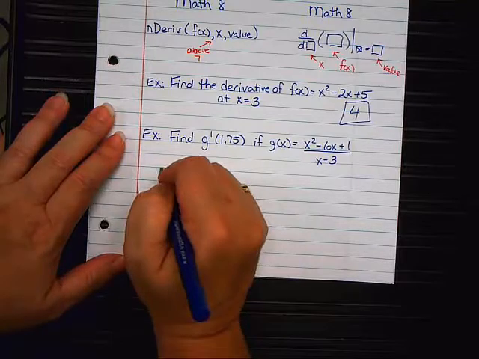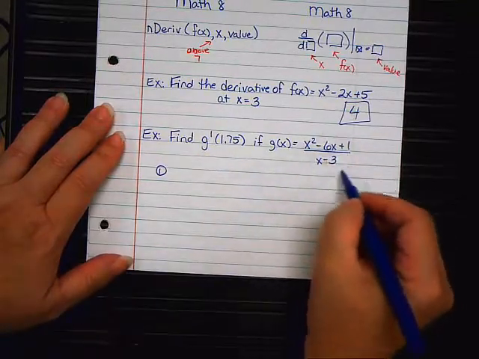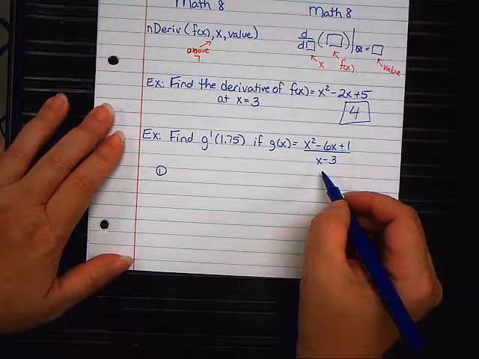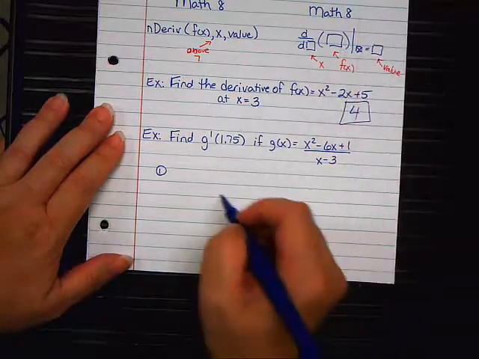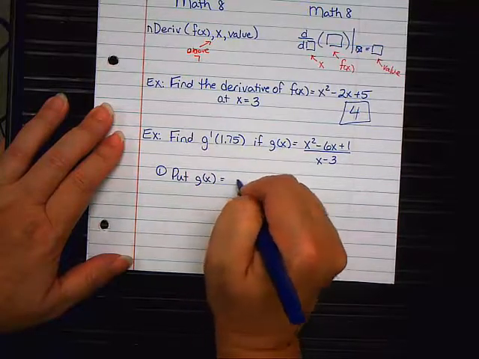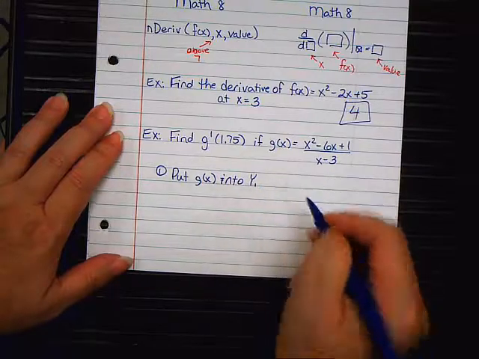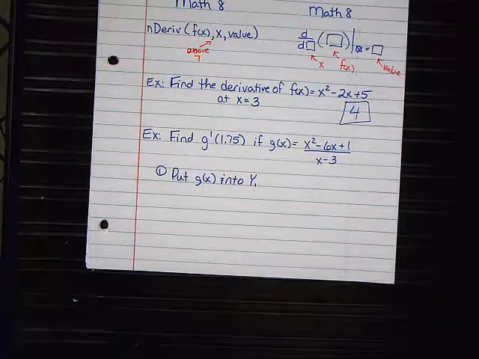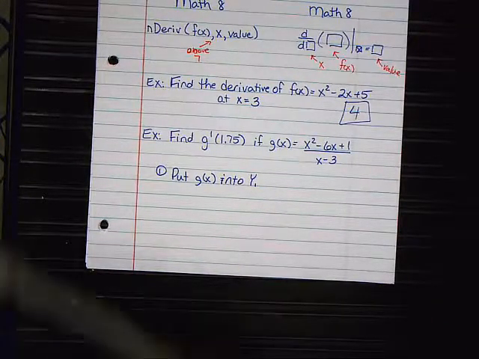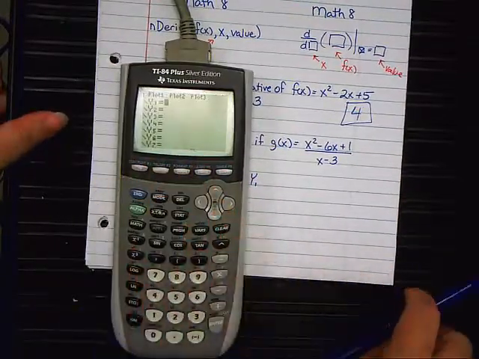So here's what I want to show you. This is another way you can do it. Instead of typing this into the nDeriv parentheses, we're going to put the function g of x into y1. And I want everybody to do this right now. Put g of x into y1. So we're going to go to y equals. We're going to type in.